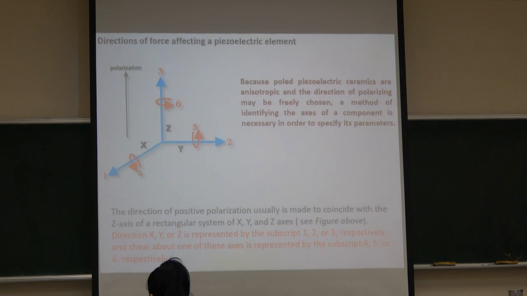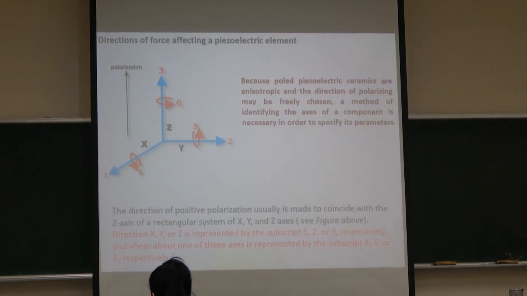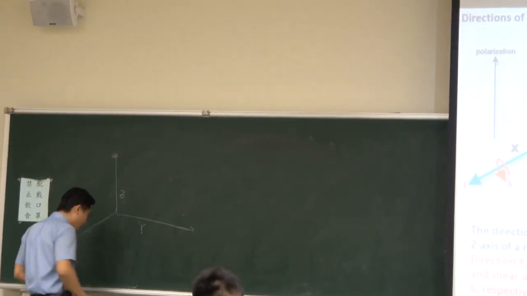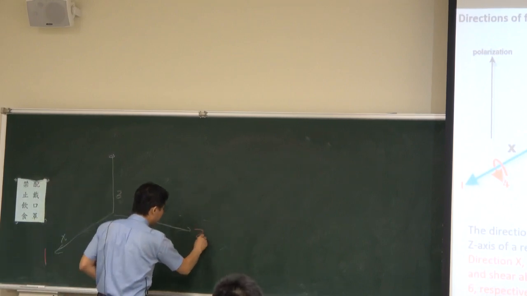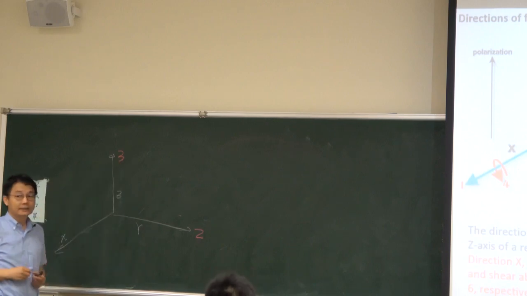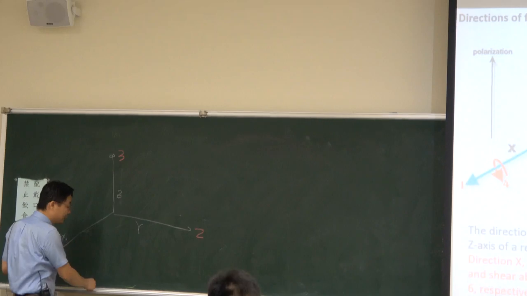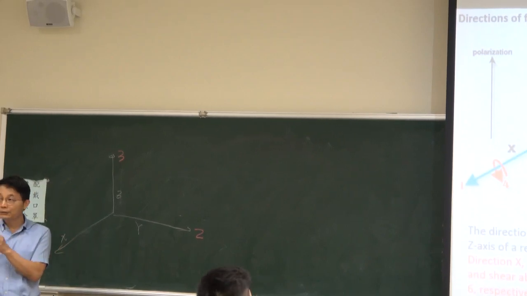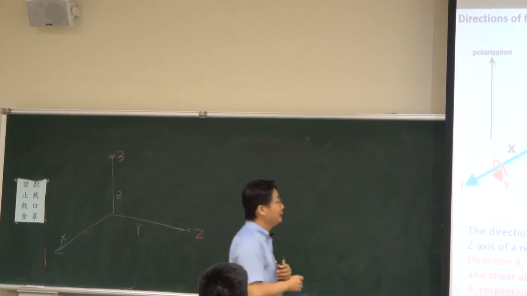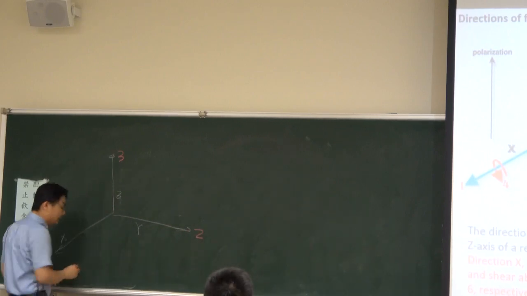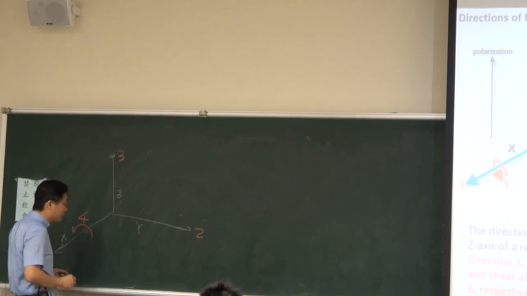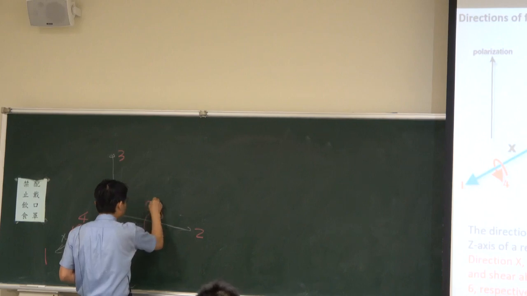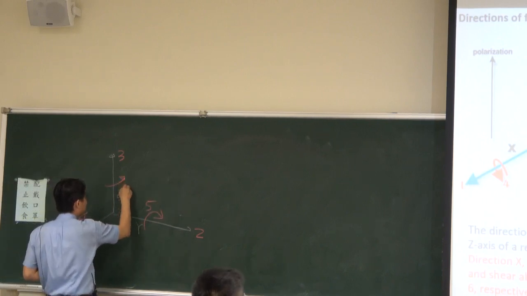If we want to talk about the piezoelectric coefficient, usually you have three directions: x, y, and z. We number them: 1 for x, 2 for y, and 3 for z. And you could still have shear stress applied: shear stress about the x direction we call 4, about the y direction is 5, and about the z direction is 6.